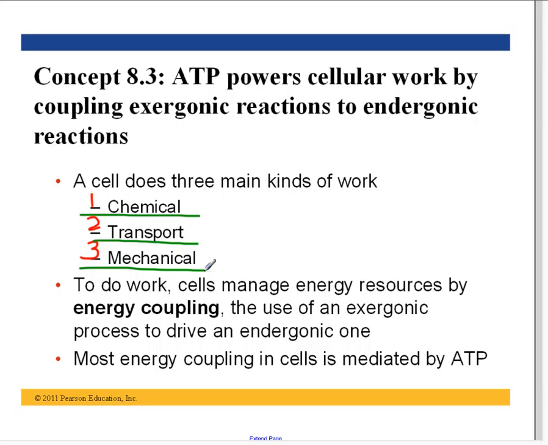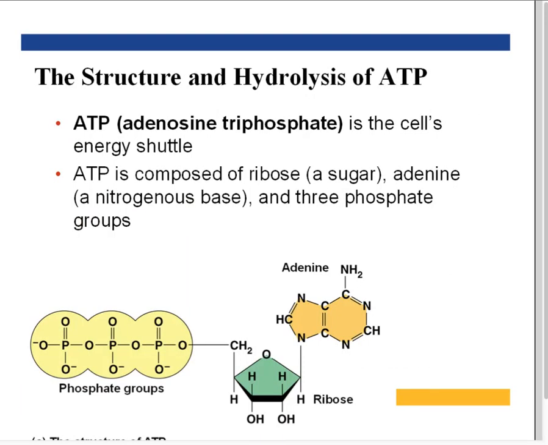And in order to do work, cells couple their energy resources using energy coupling. So they use exergonic processes, which give off energy, to drive endergonic reactions, which need energy. And the molecule that mediates this is ATP. So let's review the structure of ATP.